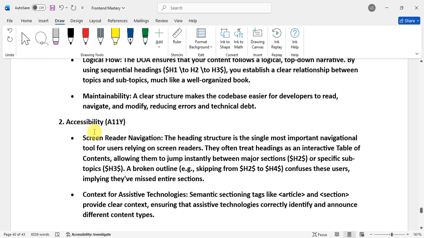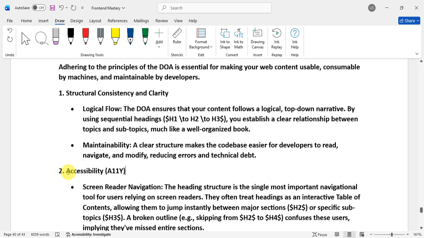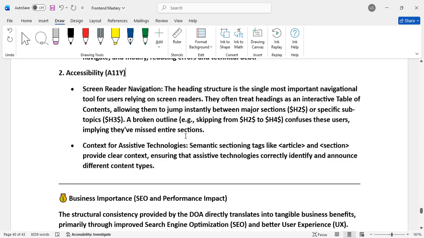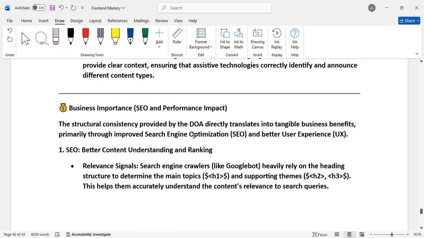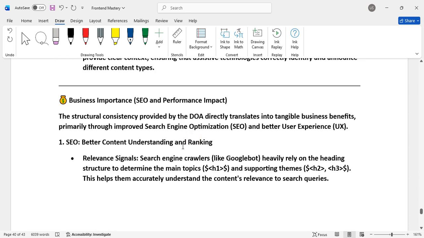Accessibility is for people who have low eyesight, or people who use screen readers, and from a developer perspective it is the most important thing. So DOA is also very important for accessibility. Keep in mind how we should maintain a hierarchy in our document. One word to describe DOA is hierarchy: how we should use h1, h2, h3, how we should use body and main, and how we can place that in our code.